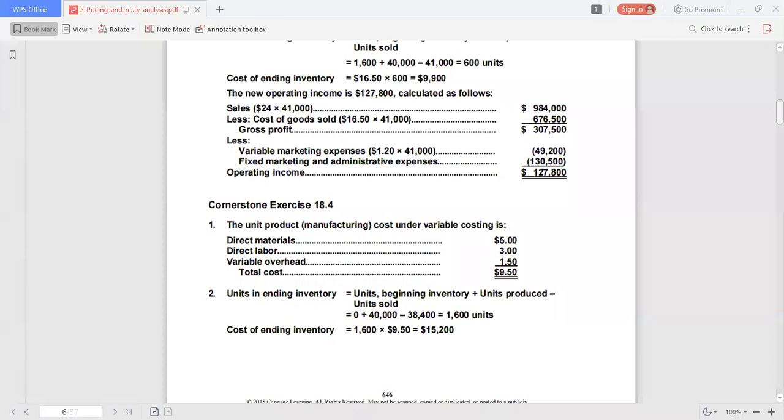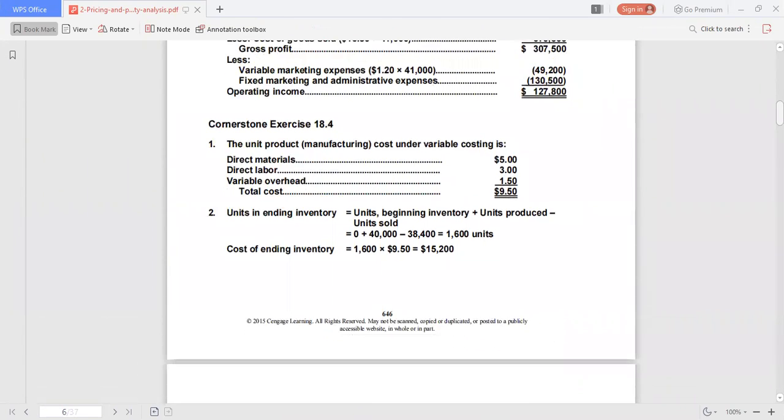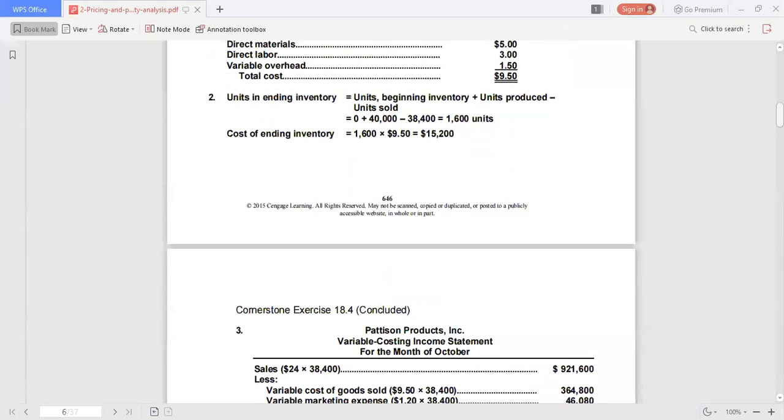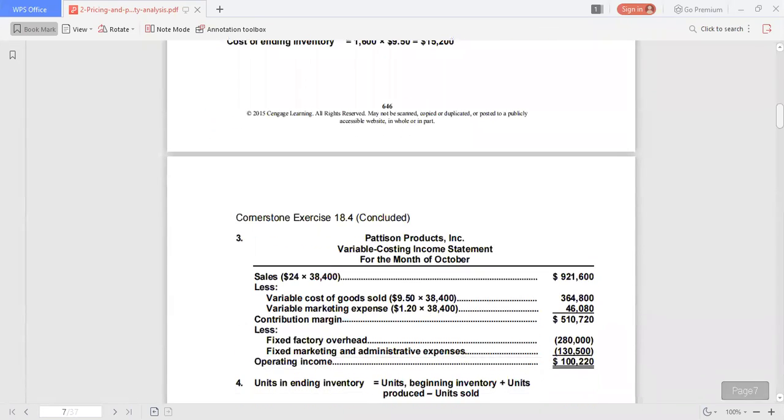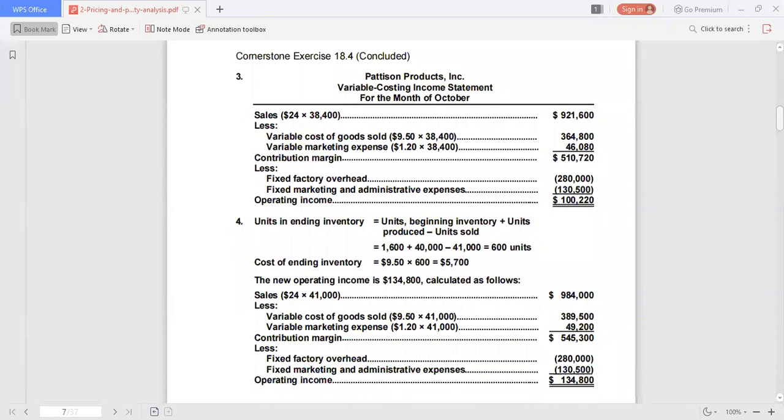So again, if sales exceeds production, the income under variable costing is higher than that under absorption costing. In absorption, only 127,800, whereas in variable costing, we have a higher net income or operating income, and that is 134,800.